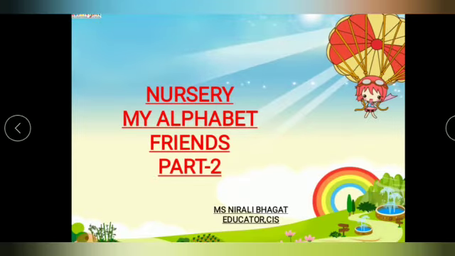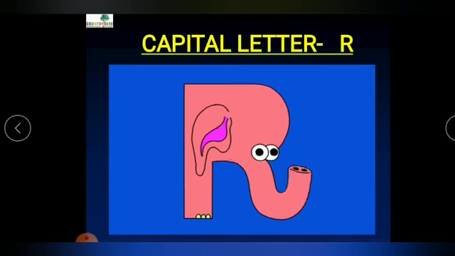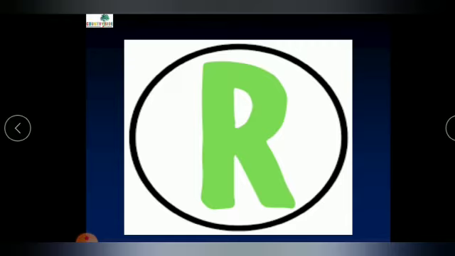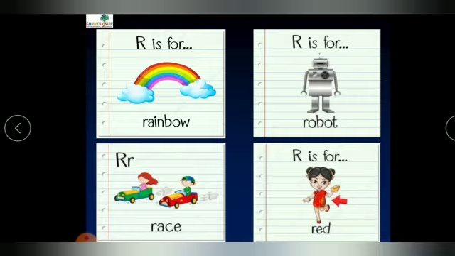Okay, so let's start. See children, R. This is capital letter R. Now we'll see some vocabularies of R.